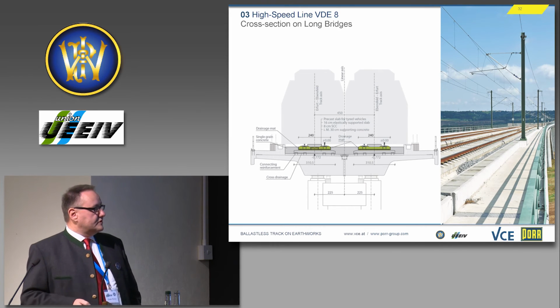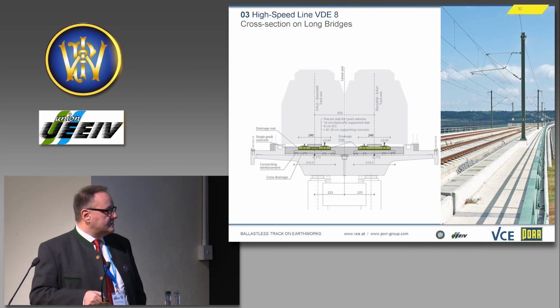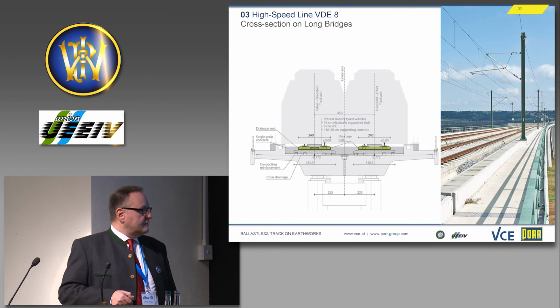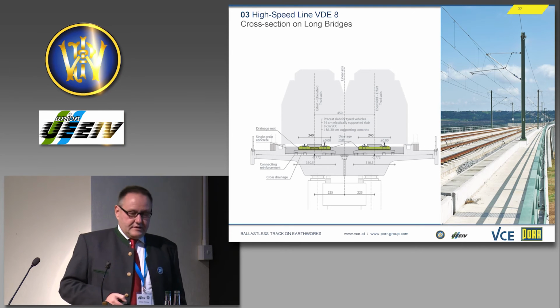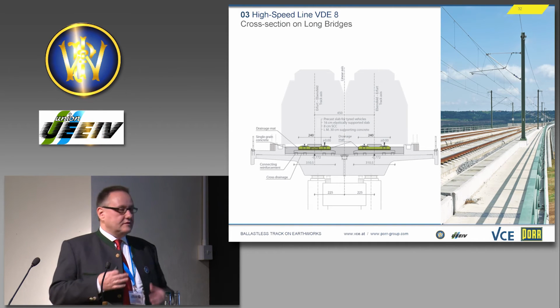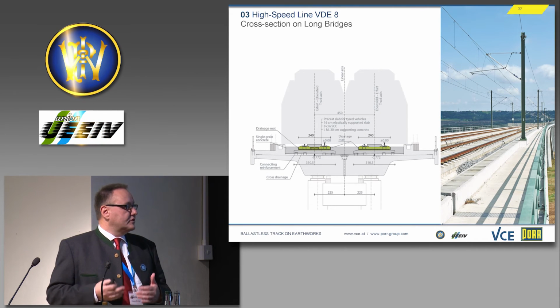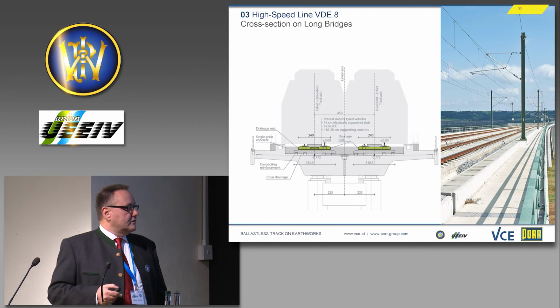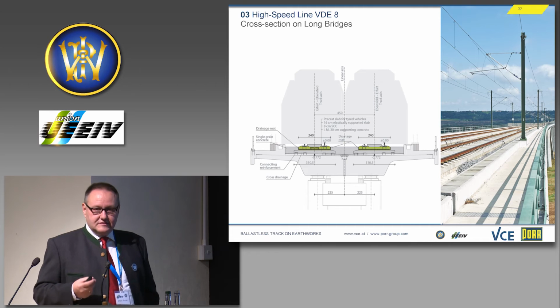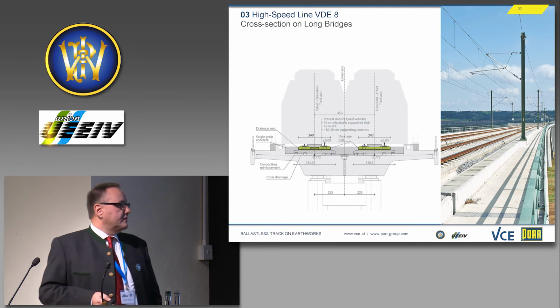This is a typical cross-section on the bridge with the same system, the same elastically supported slabs. The only difference is that we need different clips in the rail fasteners to reduce the longitudinal resistance and to allow the interaction between bridge and track, to allow reduced rail stresses caused by the interaction.